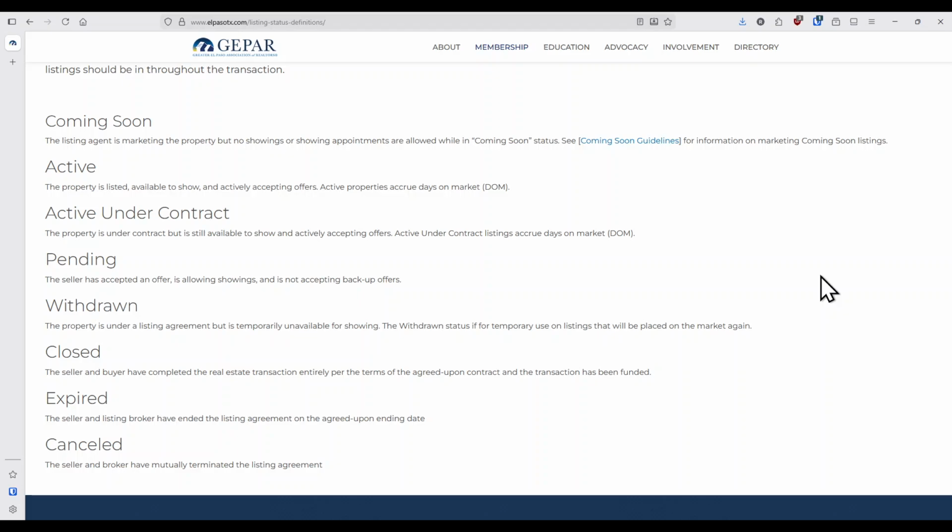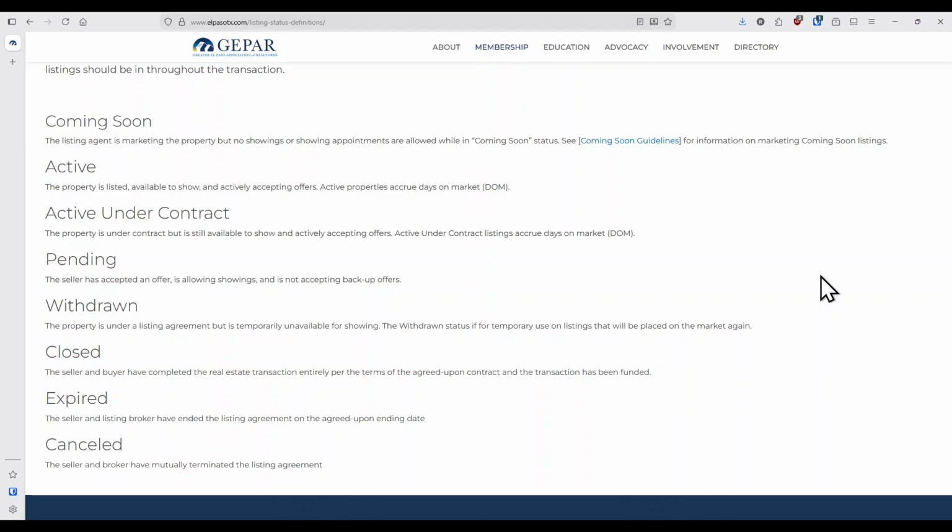Active under contract means the property is under contract, but they're still allowing showings and still accepting offers. This is common to do during the option period or when an appraisal is looking shaky. The whole reason for this is that they can still look for offers while being on the market. Active under contract listings also accrue days on market. Pending listings means that the seller has accepted an offer and they're not looking for showings or backup offers.